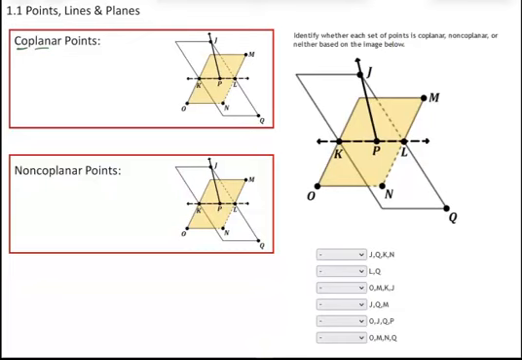So coplanar points are points that can be contained in the same plane. Whereas non, together or with, plane. So these non-coplanar points are points that cannot be contained in the same plane.